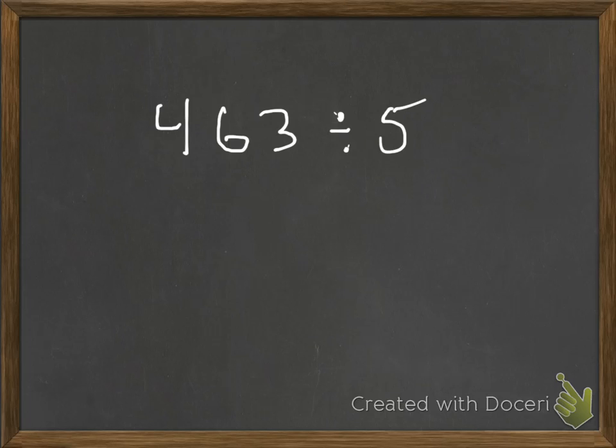Let's take a look at another example here. We have 463 divided by 5. Now what I'm going to do is I'm going to take a look at my 5, and I'm going to think of my multiples of 5 that are closest to this 46 here. I know 5 times 5 gets me 25. I'm thinking 5 times 8 gets me 40. 5 times 9 gets me 45, which is very close to that 46.